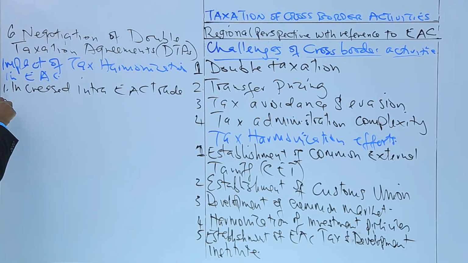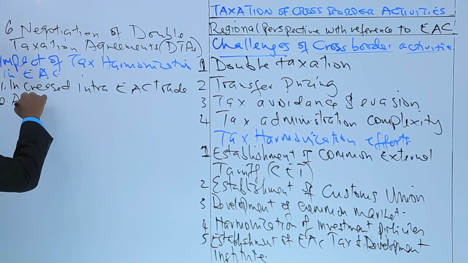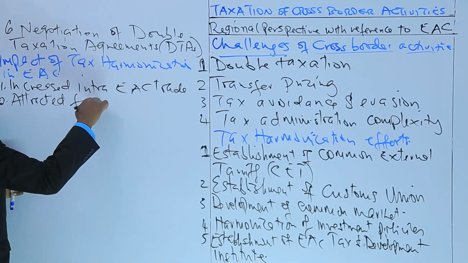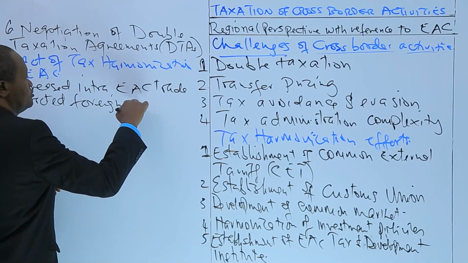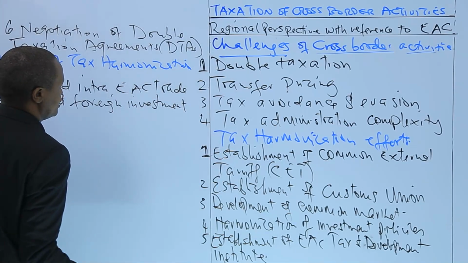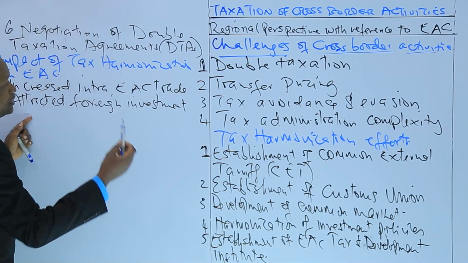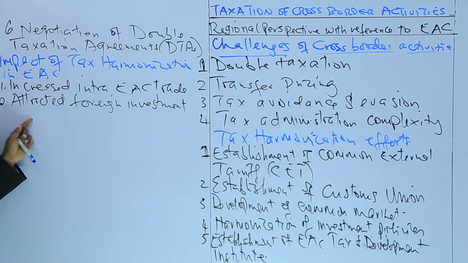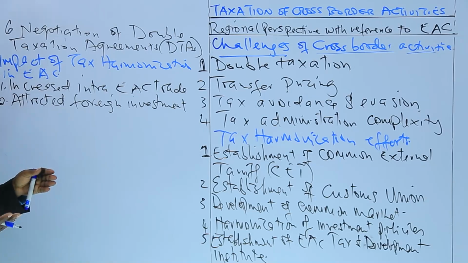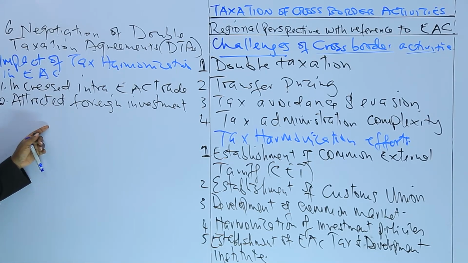Number 2, attracted foreign investment. These harmonization efforts have attracted foreign investment. The East Africa Community has attracted increased foreign investment due to its harmonized investment policies and also predictable regulatory environment.